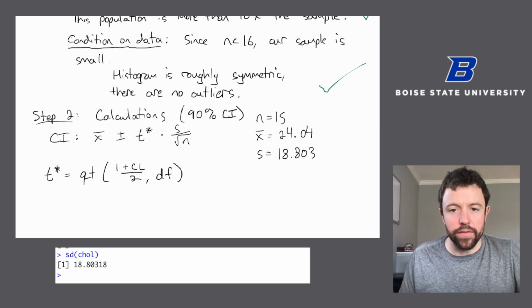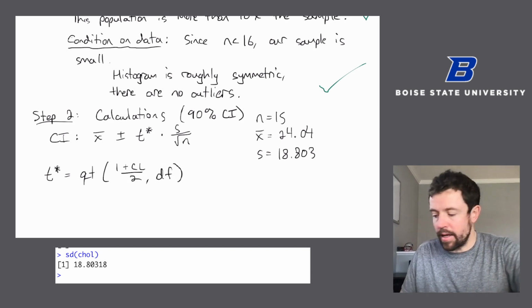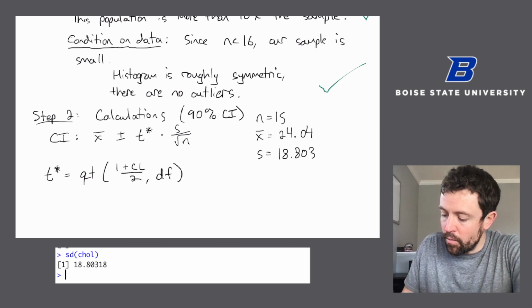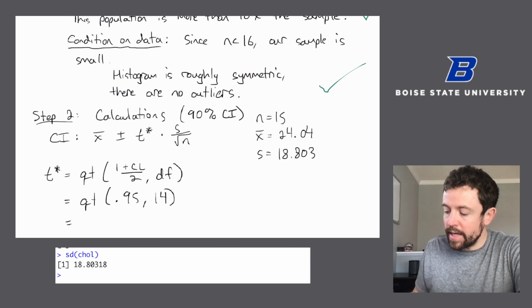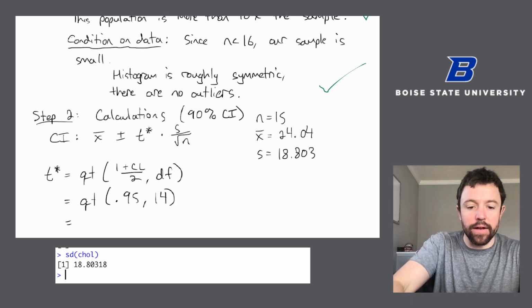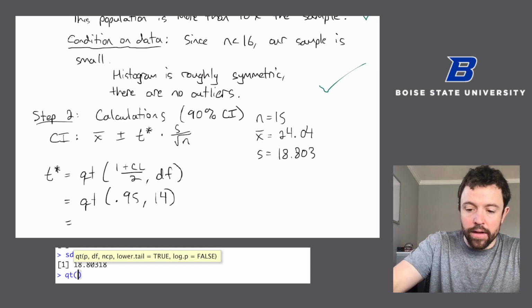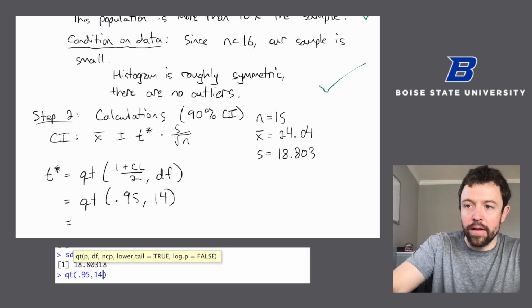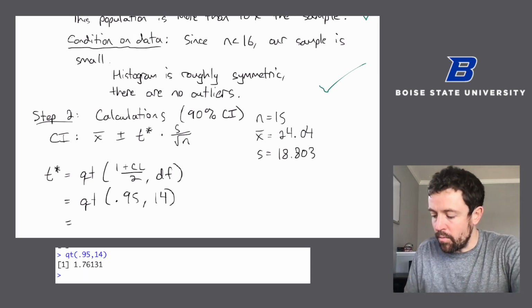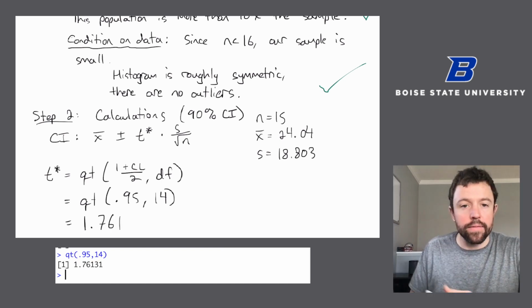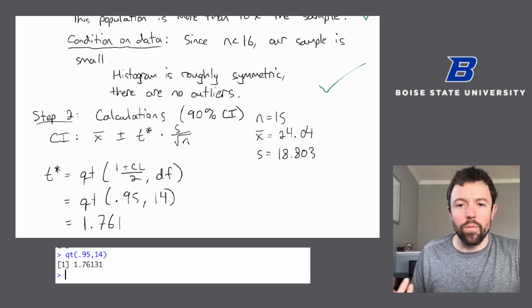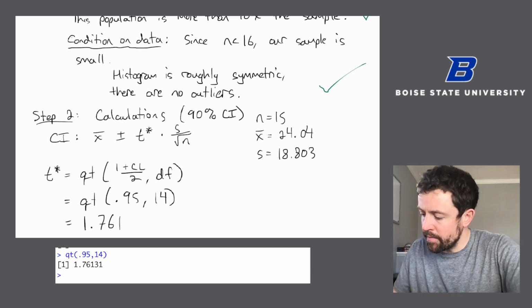What do I mean by this? df is just the degrees of freedom, in this case 14. It's still n minus 1. And 1 plus CL over 2, well, I'll write out what it is. It's 0.95, and then I'll show you how I got that and what that symbol means. So this is what I need to type into RStudio. So let's quickly get that out of the way. I got 1.761.